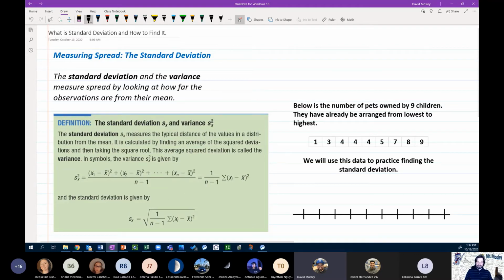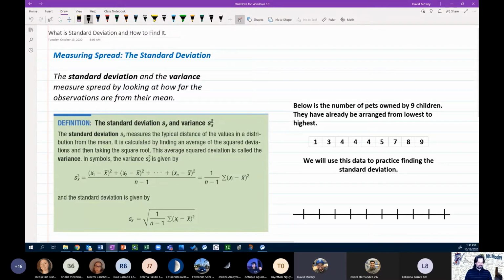We're getting into a lot of notation here. Don't get stressed on the notation. It will make much more sense once we do the example. Standard deviation, S sub x, and variance, S sub x squared. The standard deviation, S sub x, measures the typical distance of the values in a distribution from the mean. Whenever you see this word typical, it's essentially saying the average distance. It is calculated by finding an average of the squared deviations and then taking the square root. This average squared deviation is called the variance.